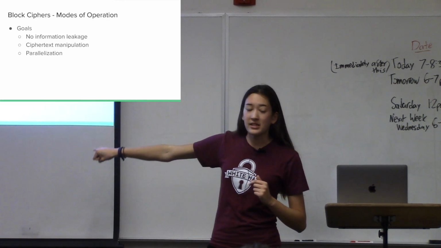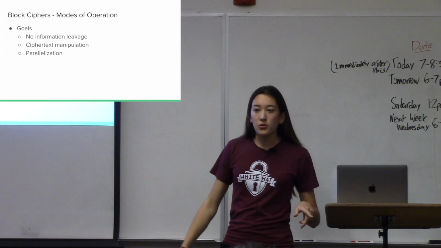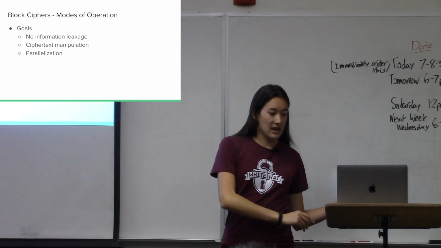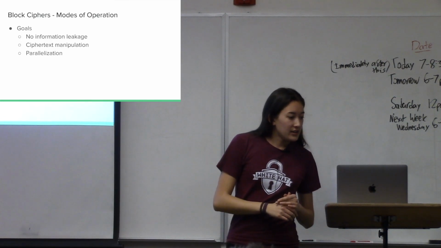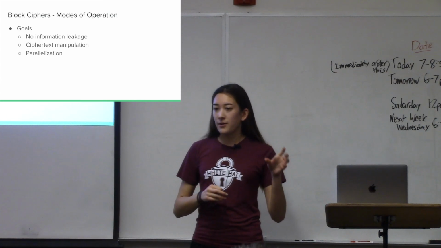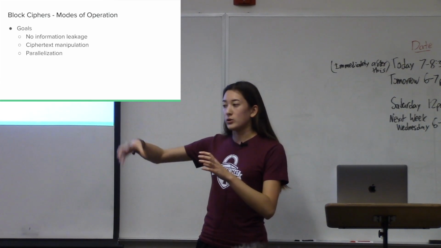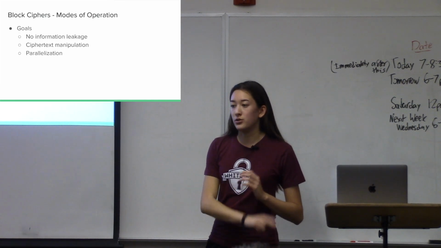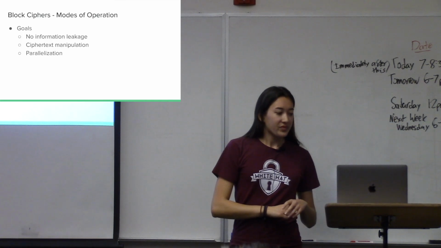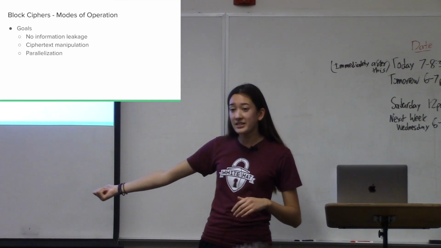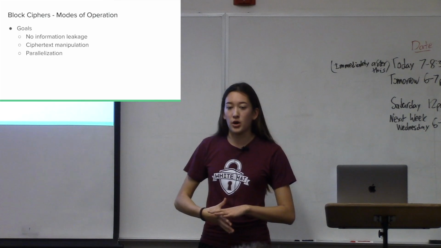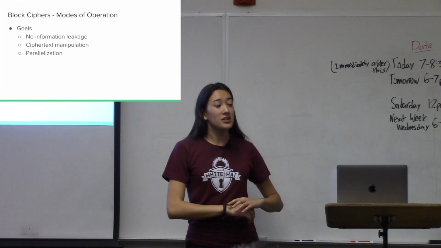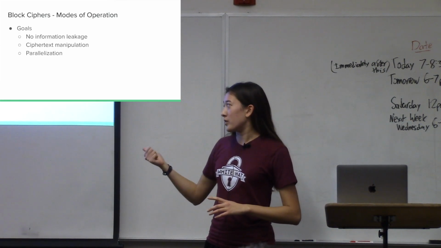And so the goals we want for this is no information leakage. You don't want to be able to look at the ciphertext and determine anything about the plaintext. And you should not be able to change the ciphertext and knowingly also change something in the plaintext. So if you change a few bits in the ciphertext, you shouldn't know what that's going to do to the plaintext. It should also be able to be parallelized. This is really important especially for modern computers with GPUs, because if you can parallelize things, it gets way faster. So that's another important thing to keep in mind.